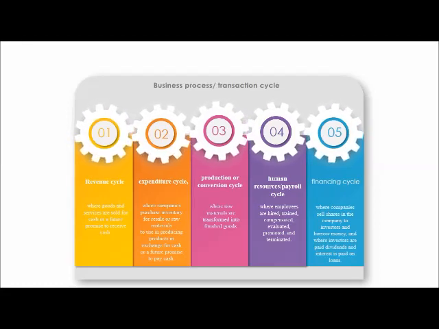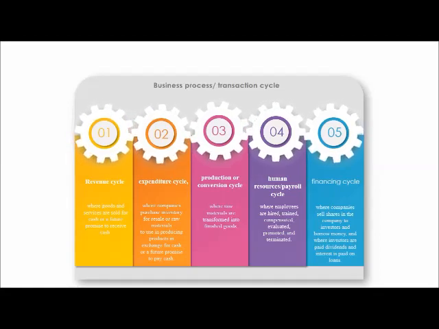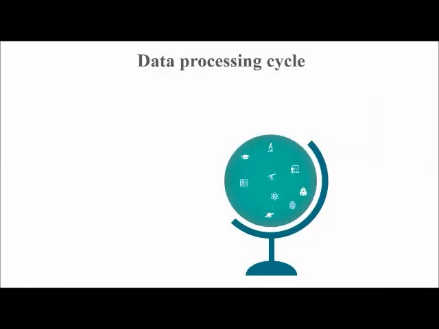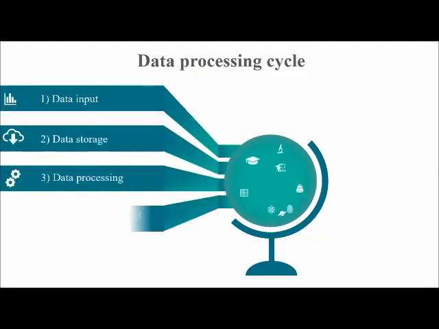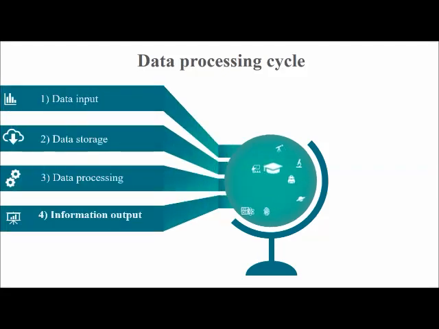Then I explained to you the data processing cycle. As I told you before, the data processing cycle consists of four steps. The first step is data input. In this stage, we try to capture every piece of data about a transaction. We capture data about activities, resources, and people.